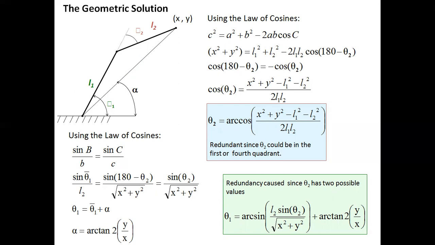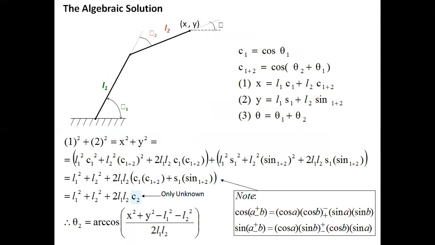Using the law of sines, sin b by b equals sin c by c. So beginning with theta 1, small b being L1, with negative theta 2, look at x plus. Whereas cos will come negative, and sin will come positive. So this is equal to theta 1 plus alpha, arc tan 2. With redundancy, since theta 2 has two possible values, theta 1 is arc sin of L2 sin theta 2 plus arc tan 2 of theta 2.